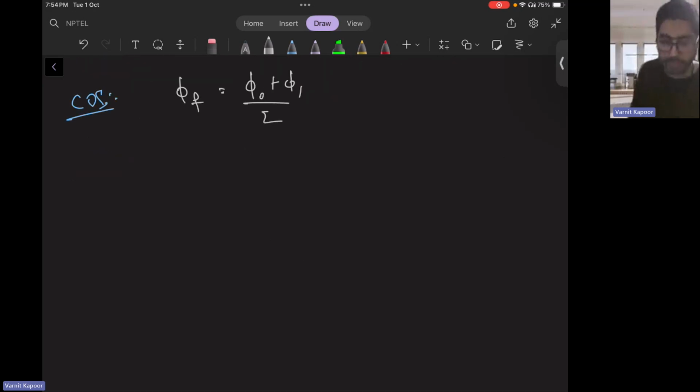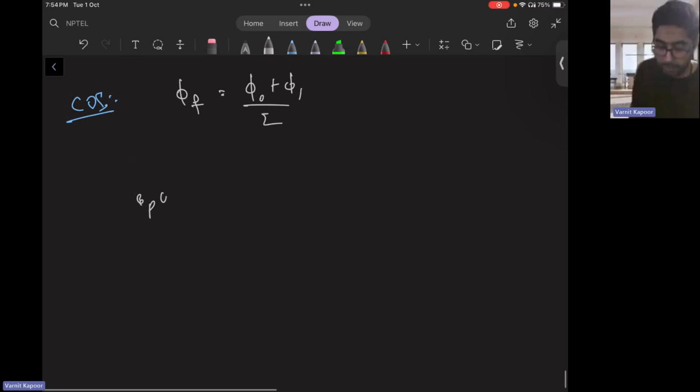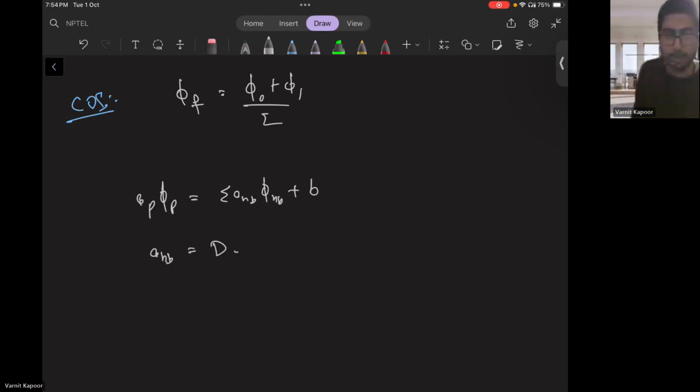So our final equation will become like A_P phi_P is equal to summation of A_nb phi_nb plus B, where A_nb is nothing but D_f minus F_f by 2, and A_P is nothing but summation of A_nb minus S_P delta V_0 plus summation over faces of F_f. Okay.